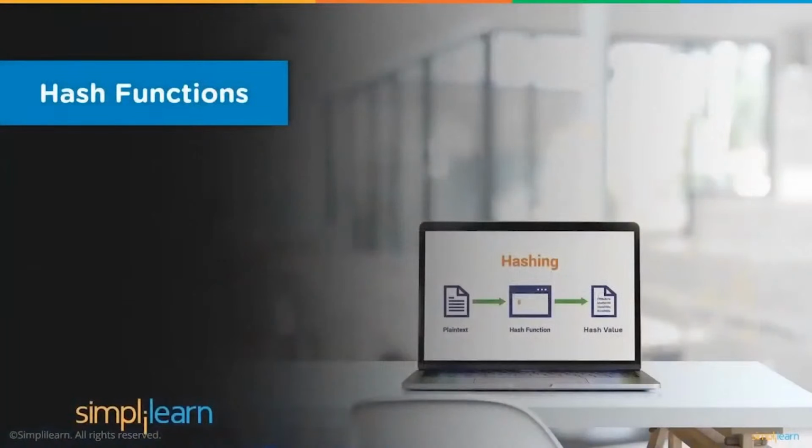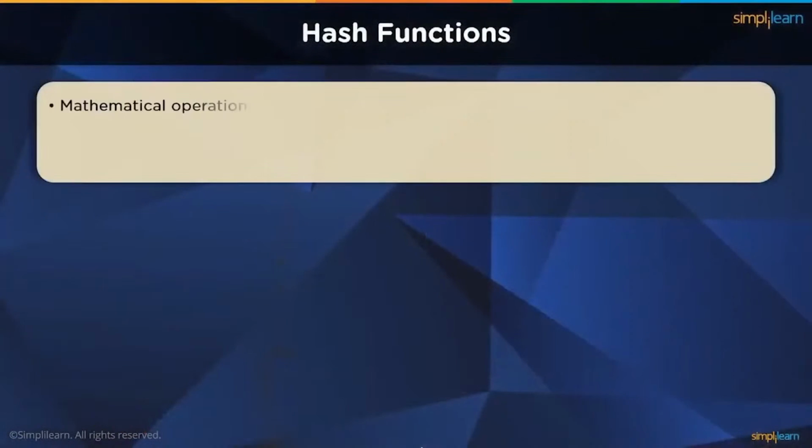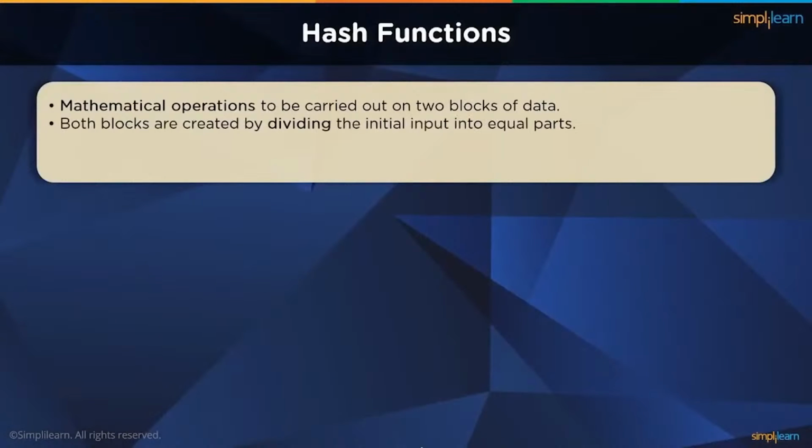Since so much important information is being passed onto the hash function, we need to understand how they work. A hash function is a set of mathematical calculations operated on two blocks of data. The main input is broken down into two blocks of similar size. The block size is dependent on the algorithm that is being used. Hash functions are designed to be one-way. They shouldn't be reversible, at least by design.